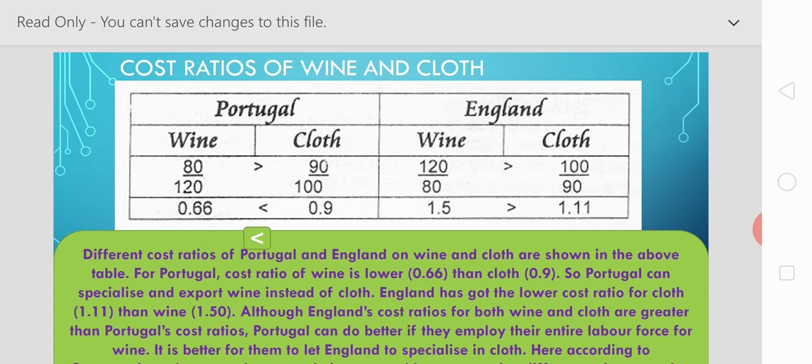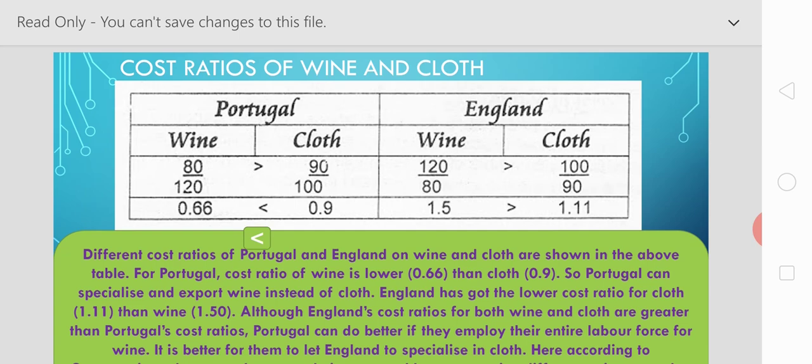So 100 by 90 is 1.11. That means the cost ratio of England for producing wine is greater than that of cloth. So Portugal has the lowest cost ratio for wine, and England has the lowest cost ratio for cloth. So this is the case before the specialization, and after the specialization, what will happen?